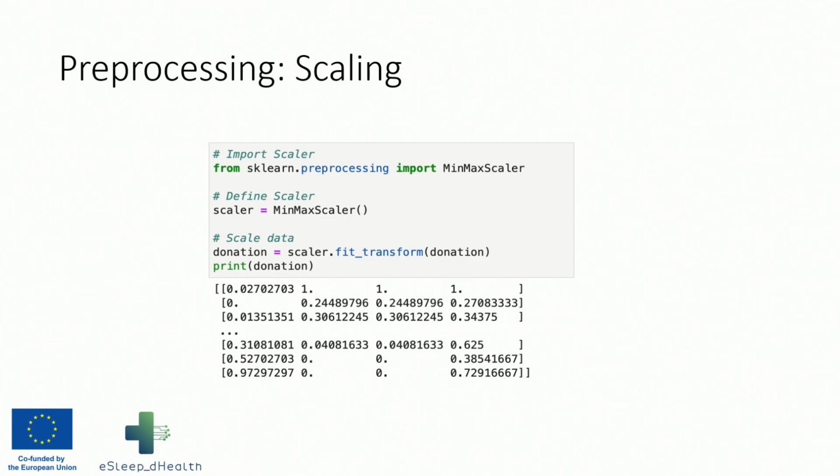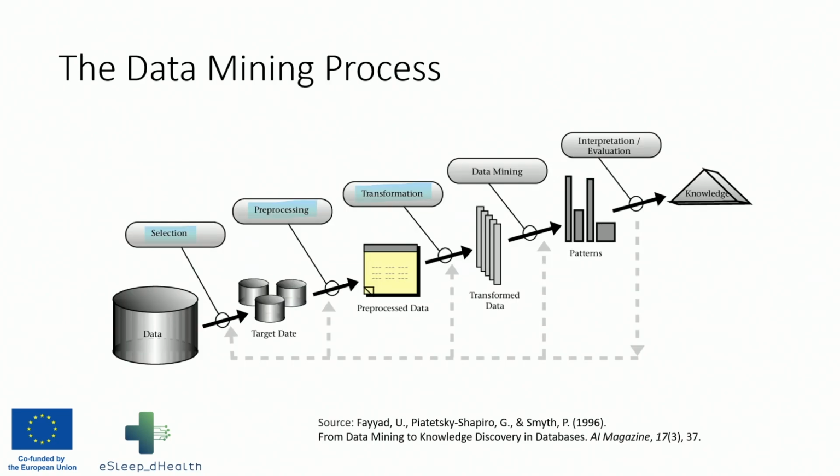Here we can see how to do the scaling. We load the MinMaxScaler from the Python package scikit-learn preprocessing. Then we call the MinMaxScaler function. Then we say on which column we want to scale, or which data frame we want to scale. And now we would look at the transformation.